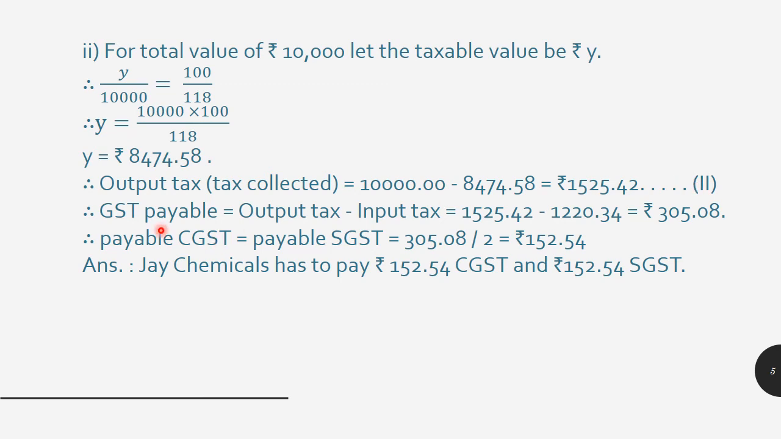So next, GST payable is equal to output tax minus input tax credit, that is 1525.42 minus 1220.34, and that is rupees 305.08. So payable GST is 305.08, and payable CGST and payable SGST will be half of it, which is 152.54 rupees. So the J Chemicals has to pay rupees 152.54 CGST and 152.54 state GST.